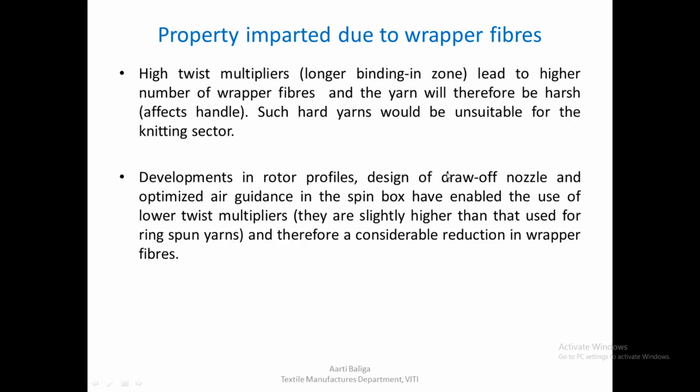So with all these factors, changes in the process can be made, and therefore we can expect a considerable reduction in wrapper fibers. Now, twist multipliers here are slightly higher than those used for ring spun yarn. Even when I say it's a low twist multiplier, it is slightly higher than that used for ring spun yarn. But still, in spite of that, if we are able to reduce the number of wrapper fibers, we would get a slightly softer yarn, and the harshness could be reduced.